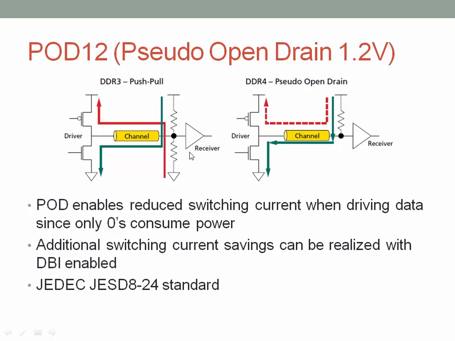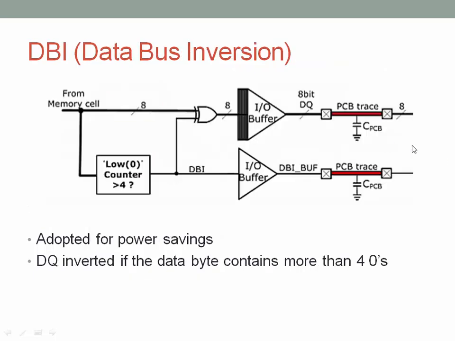But that DC current doesn't happen when the output is high in POD12. In DDR4, there is only a termination to VDD, not to ground. So there is a DC current only when the output is low here. When the output is high, there is no DC current. So that's how it saves power.